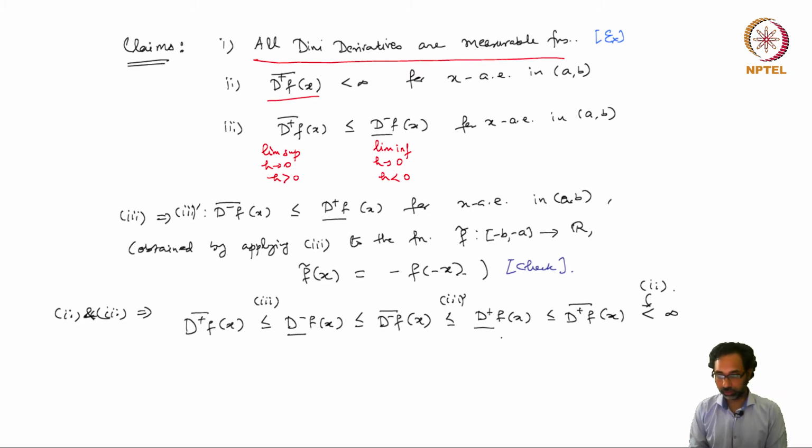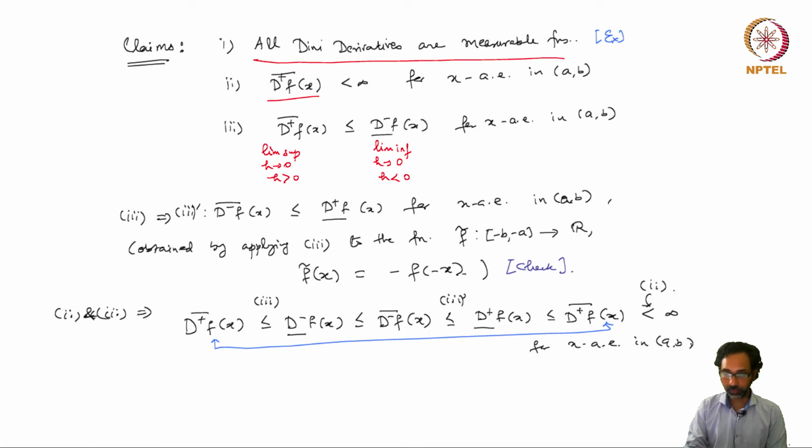So we see that we have a chain of inequalities where the left one and the right one coincide, and so all of these are equal, and this holds for x almost everywhere in (a,b), and this will give us the result. So we will show first the second part, that D plus f upper bar is finite, and then the third part, the inequality between D plus upper bar and D minus lower bar. So let's start with the proof of 2.